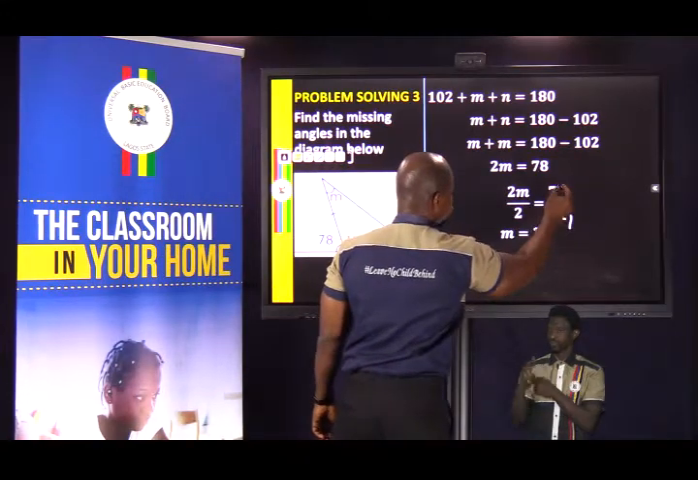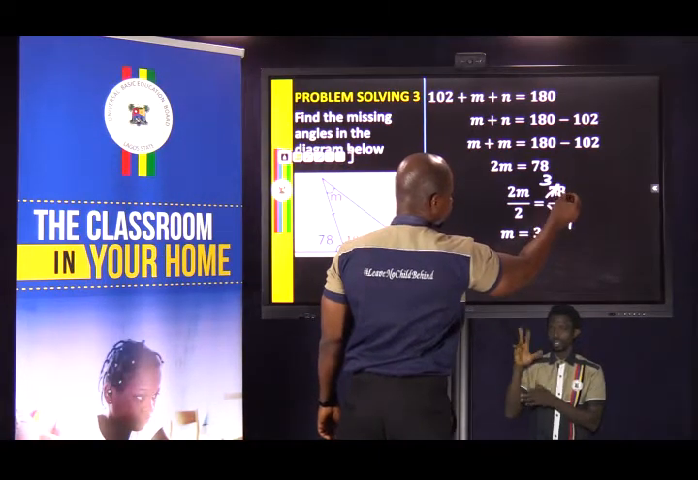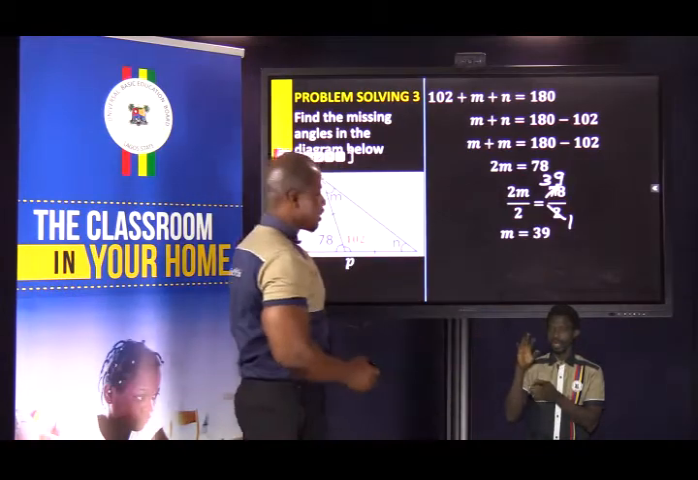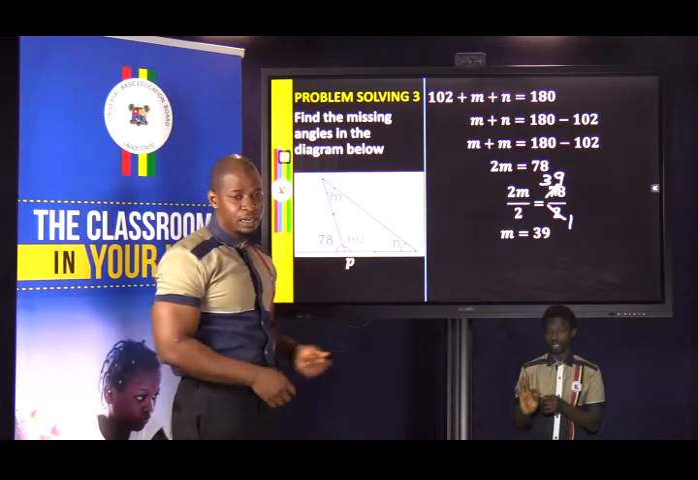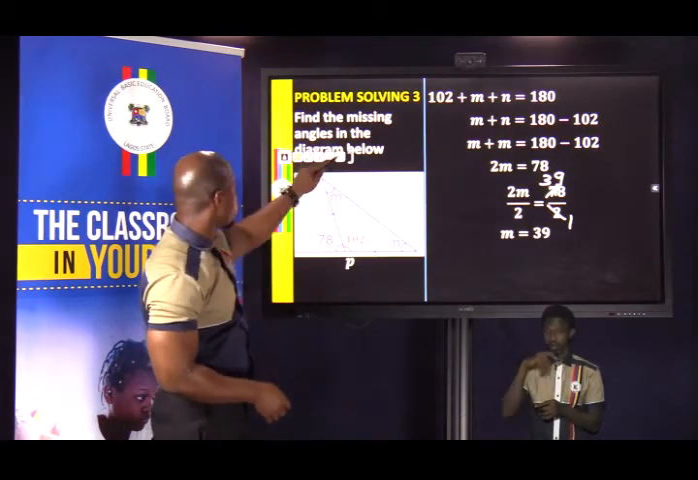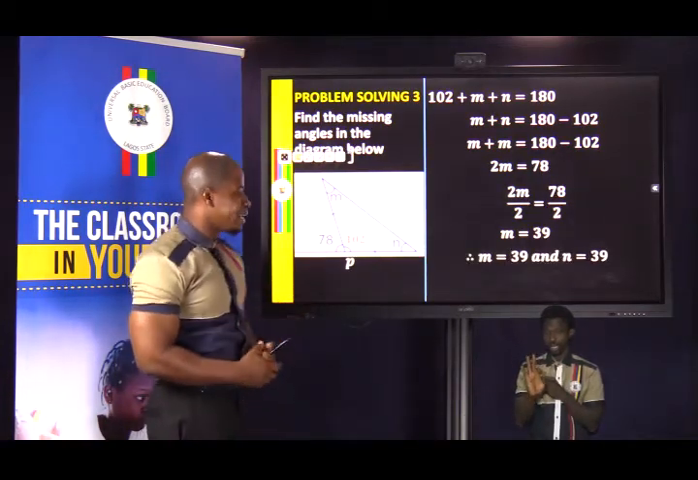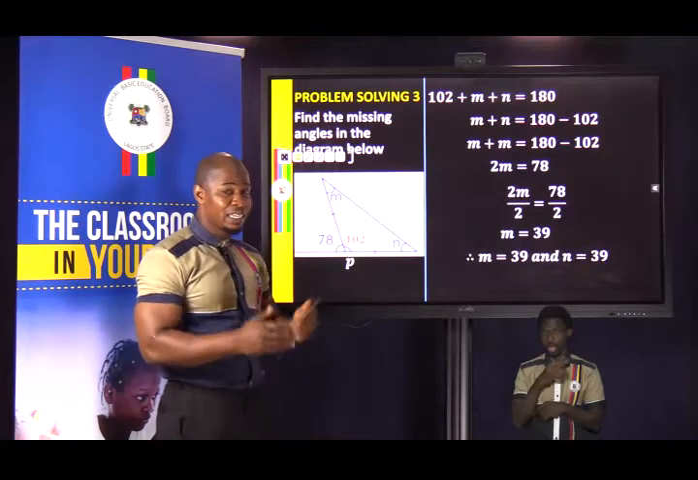2 goes here, 1, 2 goes here, 3, remaining 1, 2 goes in 18 is 9. Then we get m to be 39, and if m is 39, n must also be equal to 39. So m and n are both 39 degrees.